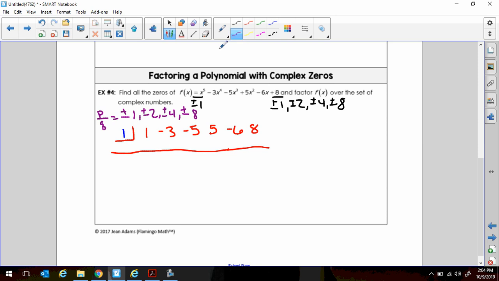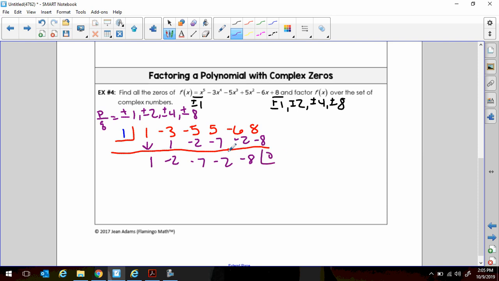We always bring down the first coefficient, which is 1. 1 times 1 is 1. Negative 3 plus 1 is negative 2. Negative 2 times 1 is negative 2. Negative 5 plus negative 2 is negative 7. Times 1 is negative 7. 5 minus 7 is negative 2. Times 1 is negative 2. Negative 6 minus 2 is negative 8. Times 1 is negative 8. 8 minus 8 is 0. Perfect. This is what we wanted.